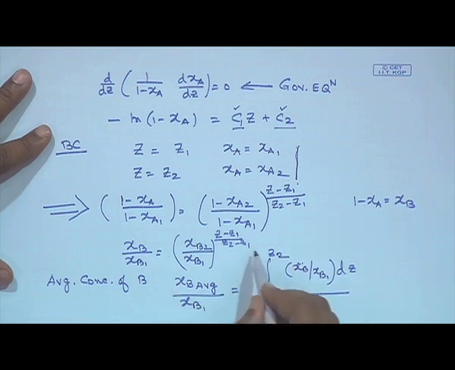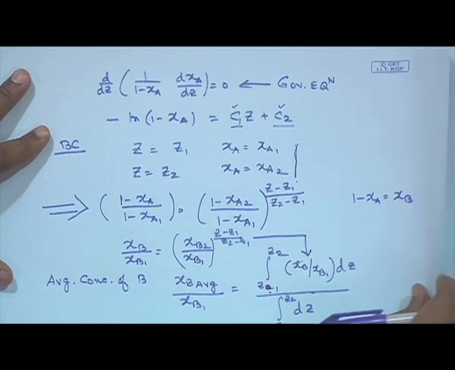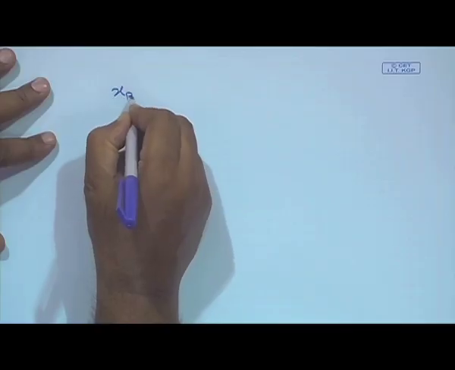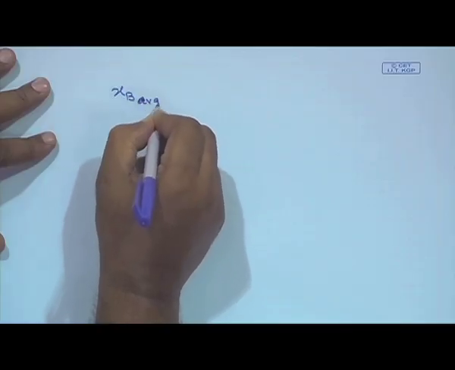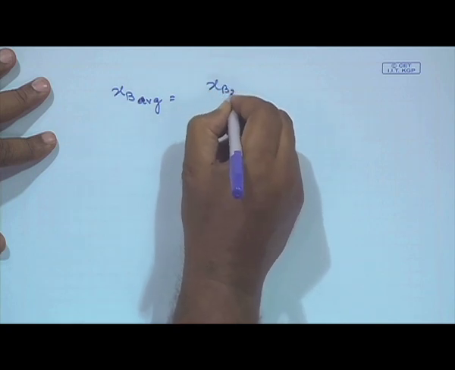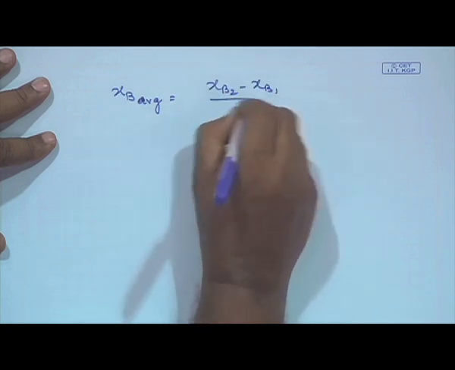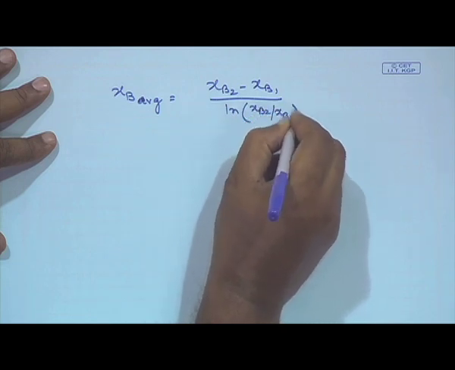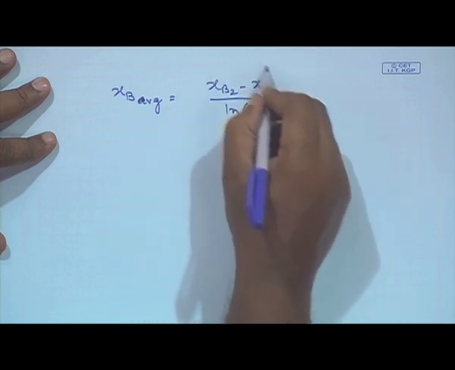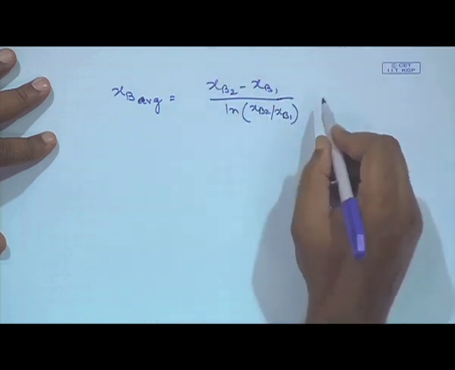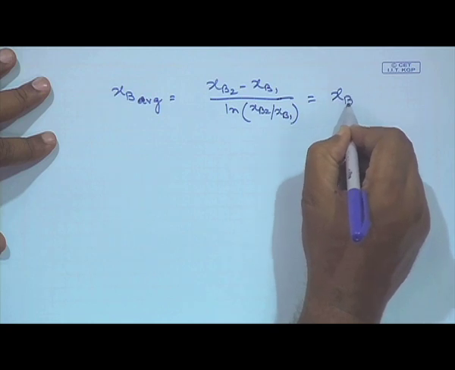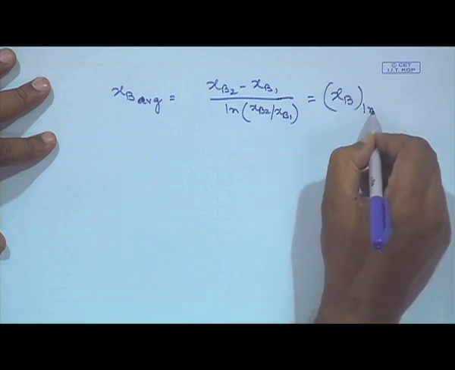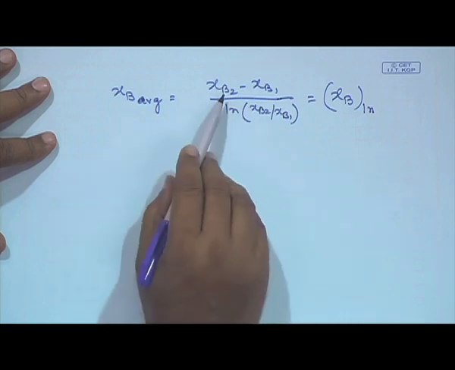So, you can plug this in here, perform the integration, and what you would see is what you would expect: xB average is simply going to be (xB2 minus xB1) divided by ln of (xB2 divided by xB1). We know that this kind of difference has a special name, which is known as the log mean temperature difference.